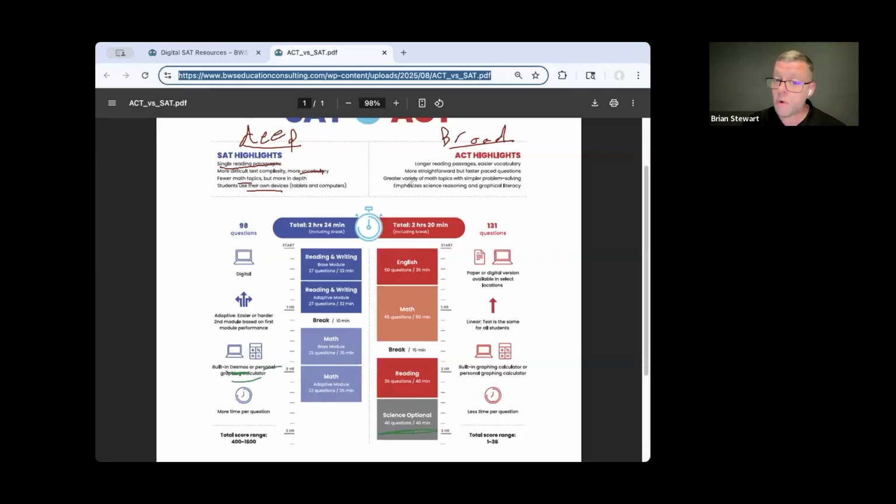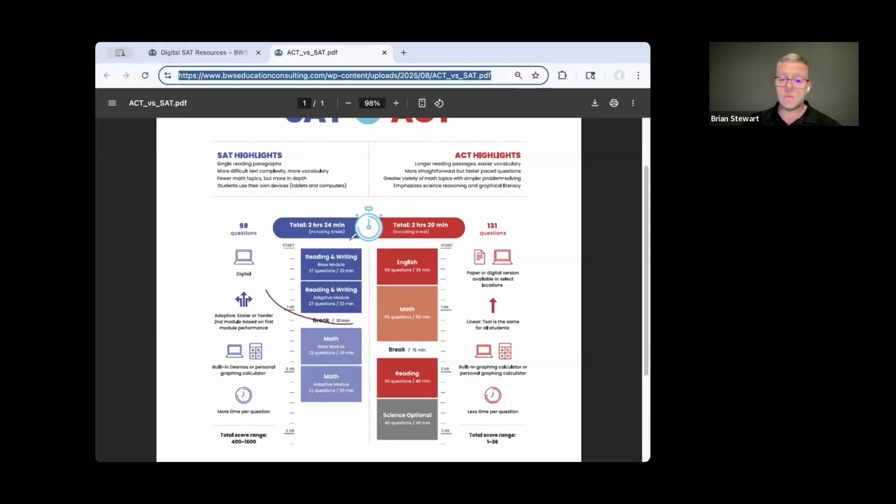And they do have a broader array of grammar concepts as well as math concepts. So you see some things like logarithms, matrices that you would not see on the SAT, and you do see those on the ACT. And there is, of course, the optional science section. So that's a consideration too.